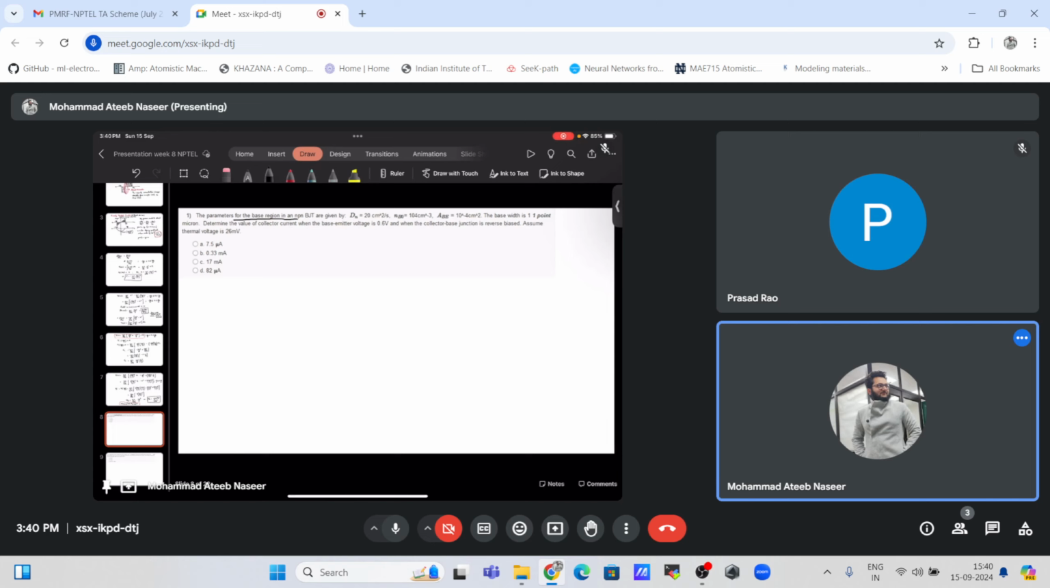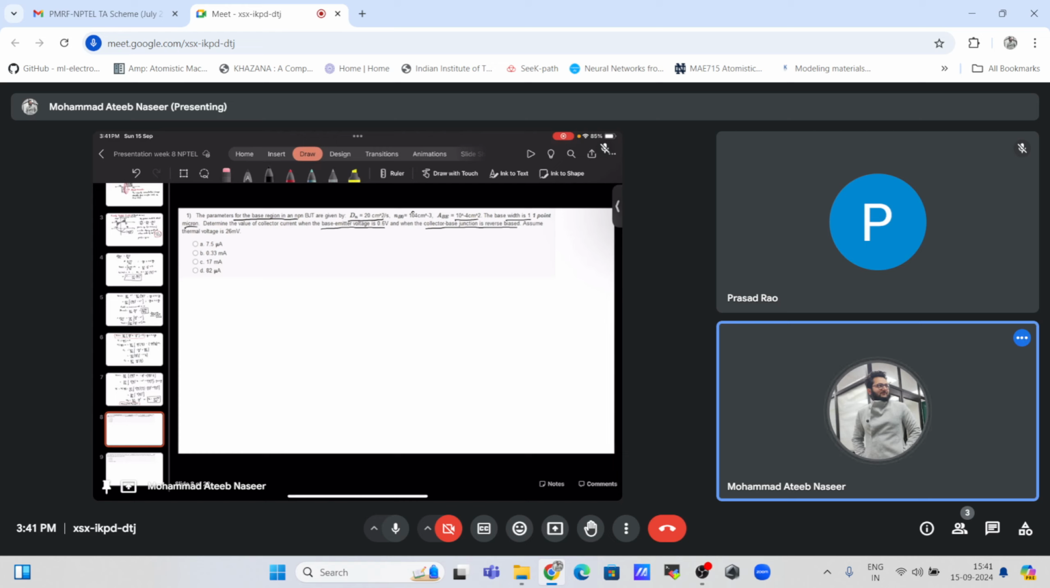Okay, so this Dn is the diffusion coefficient of the electrons in the base region, and B naught should be 10 to the power of 4 per centimeter cube, not 104. The area of the base is given, and the base width is 1 micron. We need to find the collector current when the base-emitter voltage is 0.6 volt and the base-collector junction is reverse biased. So this is the normal condition that we have.